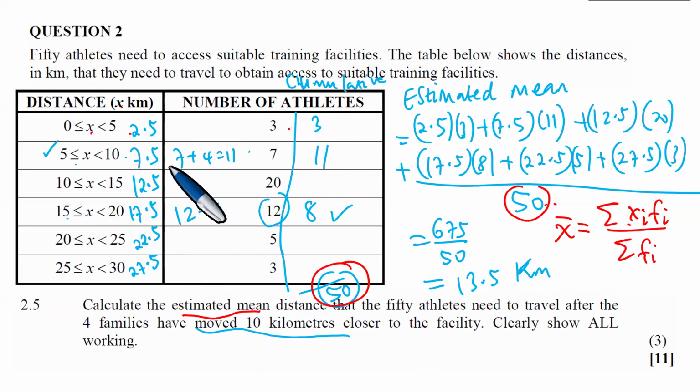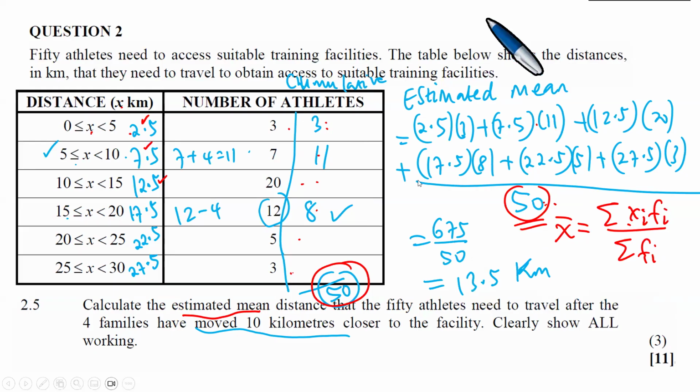In this case, obviously, this is not cumulative frequency. So you take 2.5 times 3, 7.5 times 11, 12.5 times this. Then where do you get the total? The total is 3 plus 11 plus 20 plus 8 plus 5 plus 3. If you add all of them, you get 50. That is how you get the estimated mean.